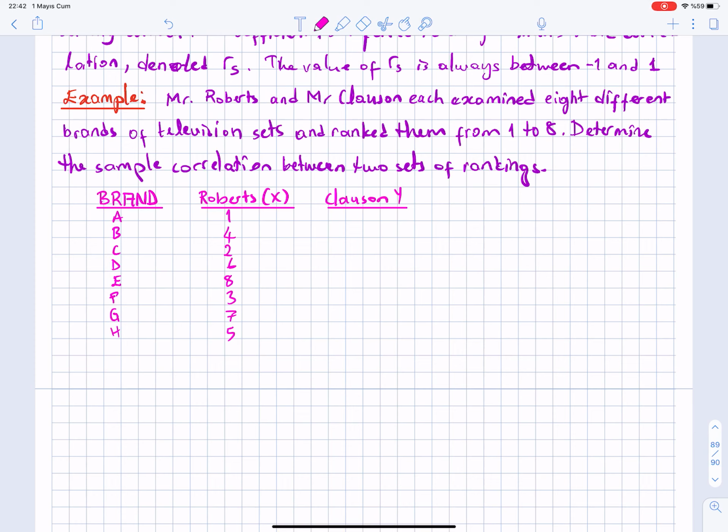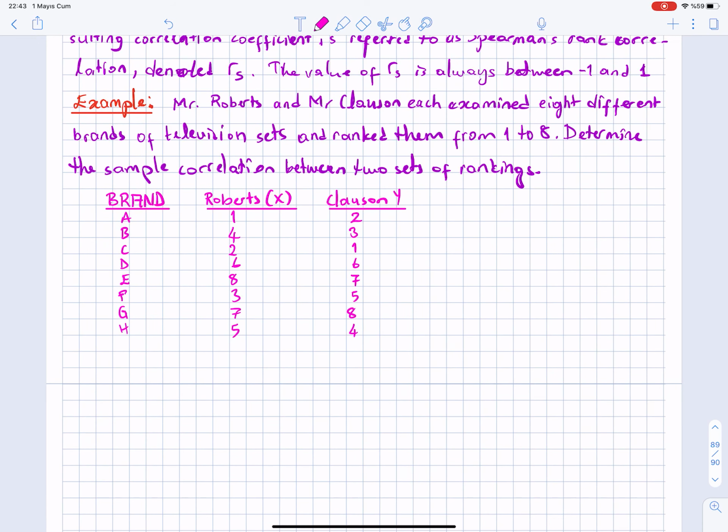For Mr. Clausen, in contrast to Roberts, he gives a rank for brand A of 2 in place of 1, so it's different, and 3 for B, 1 for C, and 6, 7, 5, 8, and 4. Okay, those are the rankings.